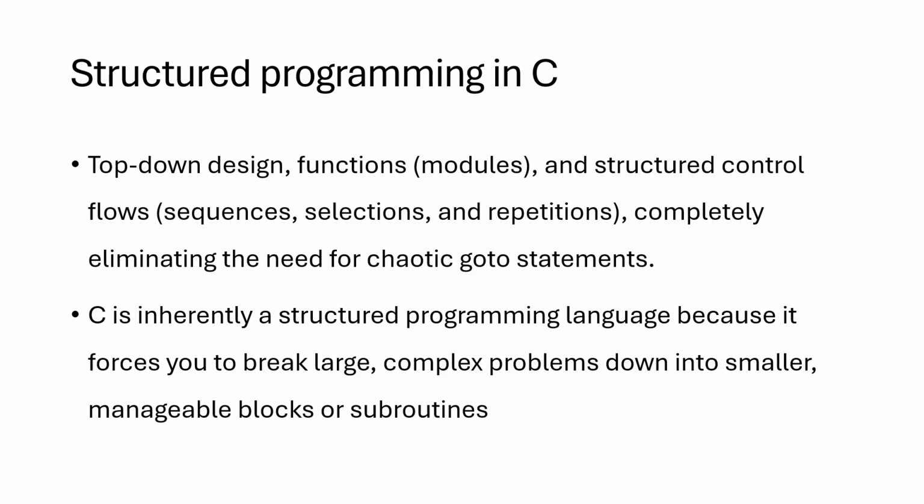Structured programming in C is nothing but top-down design. It uses functions or modules and the structured control flows of sequence, selection, and repetition, which completely eliminate the need for chaotic go-to statements. So structured programming avoids go-to statements. They are fully specified in the form of structured control flows. C is inherently a structured programming language because it forces you to break large, complex programs into smaller, manageable blocks or subroutines.